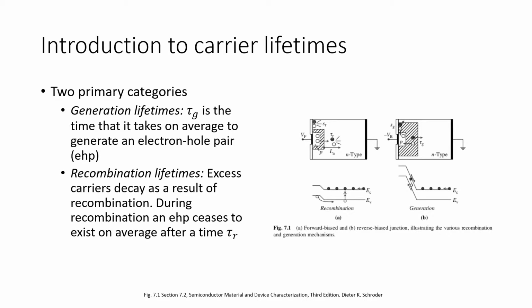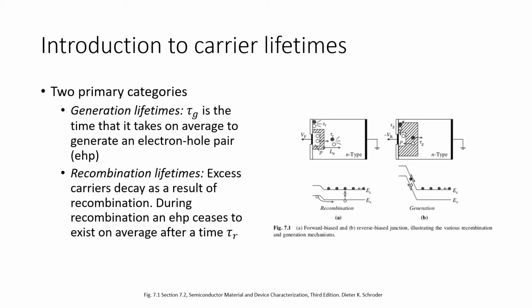Okay, diving into some of the more detailed theory, we can look at characterization using lifetime spectroscopy. So let's start with the introduction of carrier lifetimes. Lifetimes fall into two primary categories: recombination lifetimes and generation lifetimes. Generation refers to the process by which electron-hole pairs are created. The energy for the excitation of an electron from the valence to the conduction band can come from thermal processes or, in a solar cell, from the absorption of photons.